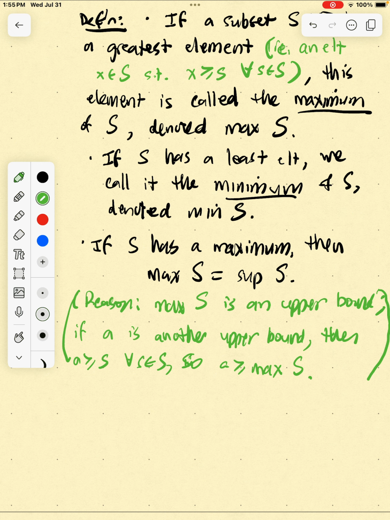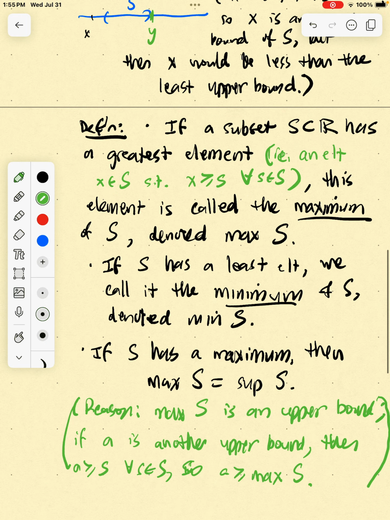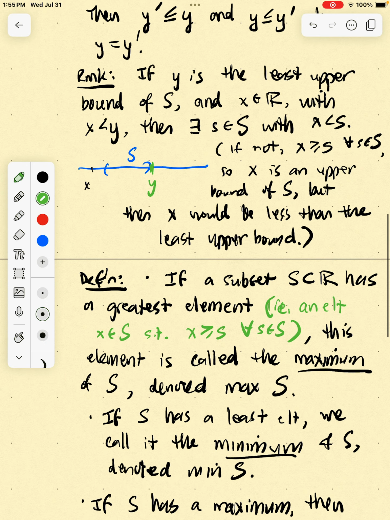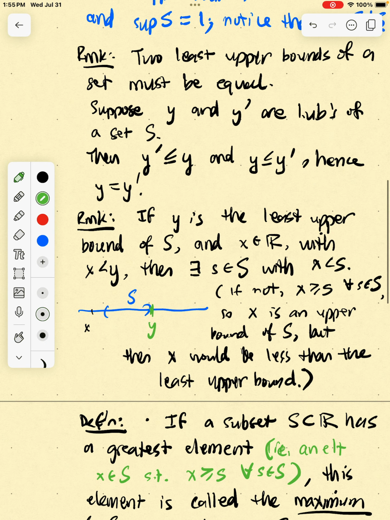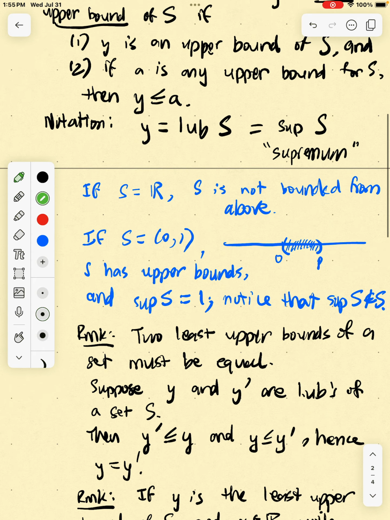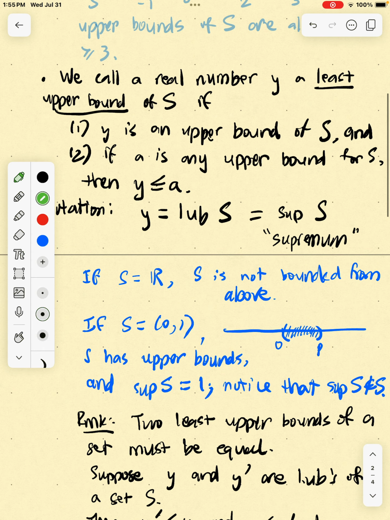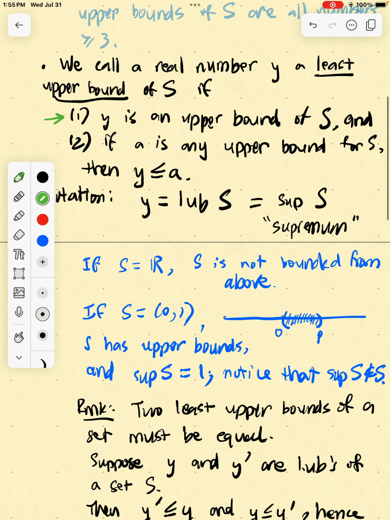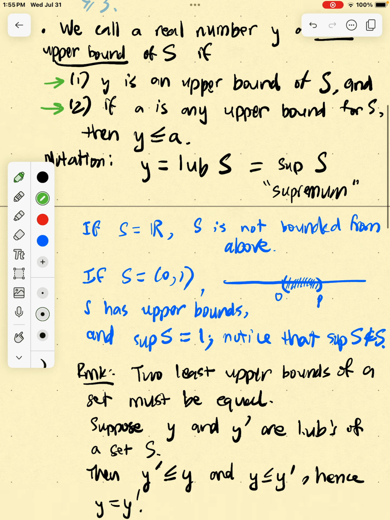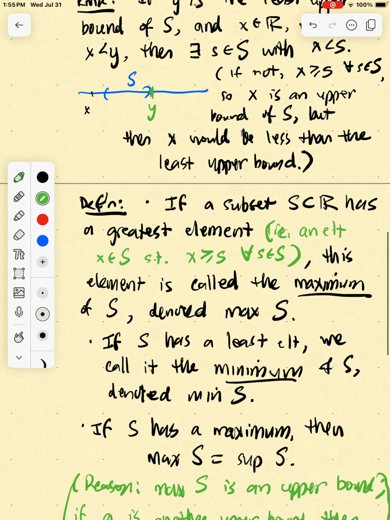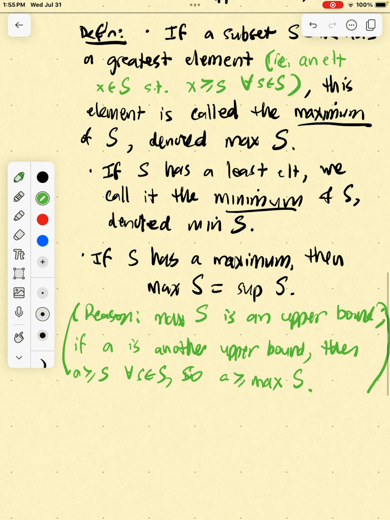So remember, what am I doing to prove that something is the supremum? I'm checking that these two hold, right? First, you have to check that it is an upper bound to begin with, and then you say let A be any upper bound. Then you have to prove that the thing that you're trying to say is the least upper bound is less than or equal to A, which is what we explained here.